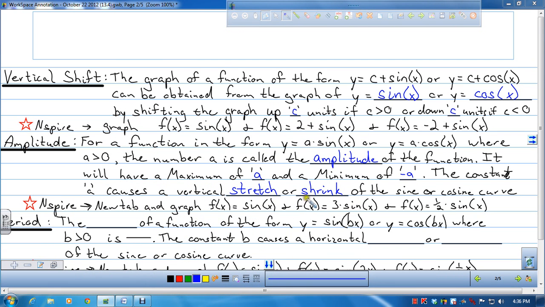Again, if you would like to, and if you have access, go ahead and graph it on an Inspire if you have one handy.